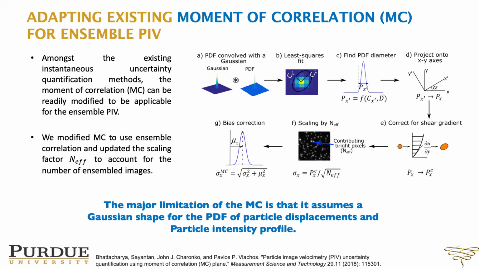However, there are two major limitations to the moment of correlation approach. One is that it assumes the intensity shape of the particles follows a Gaussian profile. And secondly, that the PDF of the displacement follows a Gaussian distribution. With these two assumptions, MC can find the width of the PDF. But these assumptions are not always met in experimental images.